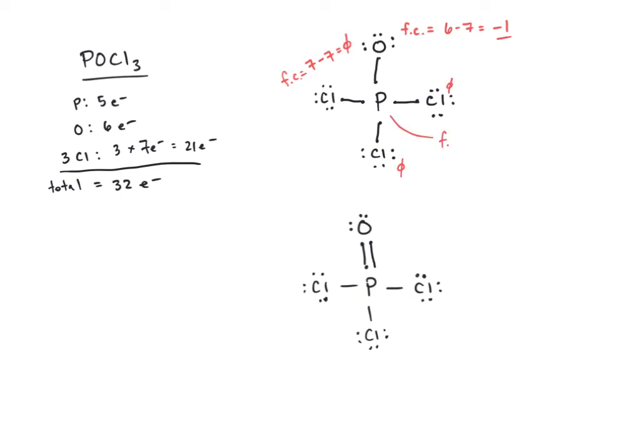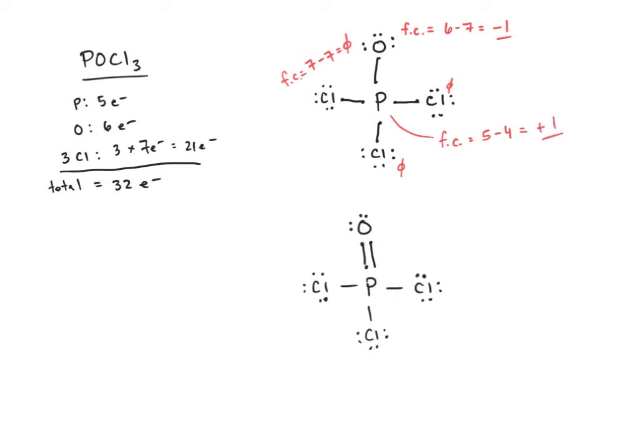And lastly, the formal charge on our central phosphorus in this top structure is 5, as phosphorus has 5 valence electrons, minus 1, 2, 3, 4, 1 for each dash around it. 5 minus 4 is +1.